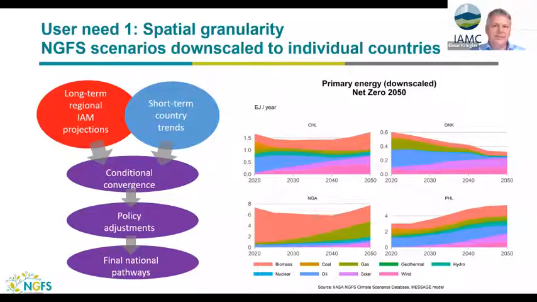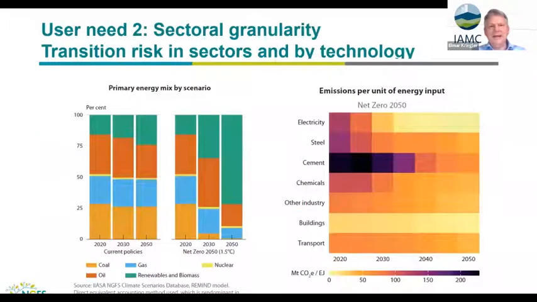And the downscaling method developed by IIASA and Climate Analytics consisted in taking the long-term regional projections from the IAMs, combining it with short-term country trends, having conditional convergence of the short-term trends to the IAM trends, but then including policy adjustments of the country-specific context in this convergence algorithm to take this into account to come up with the final pathways.